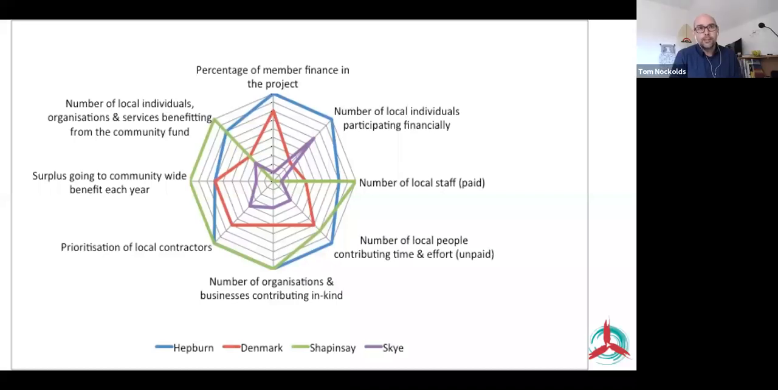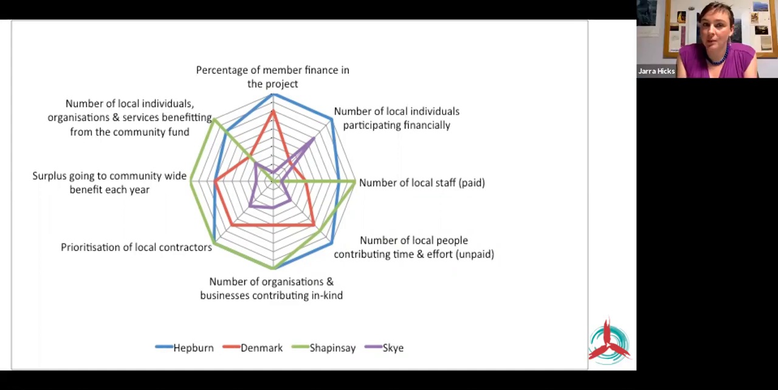It looks like Chapinsay performs poorly compared to, say, Hepburn, but that's only because of the metrics that you've chosen to display, and different people with different objectives might choose to display different metrics.